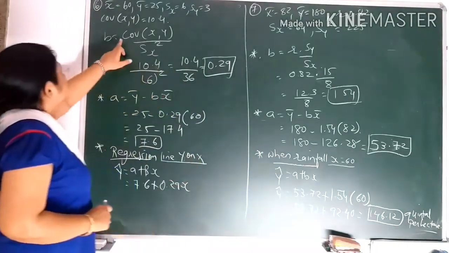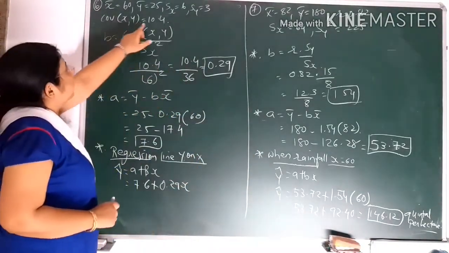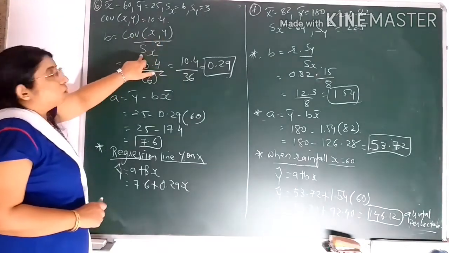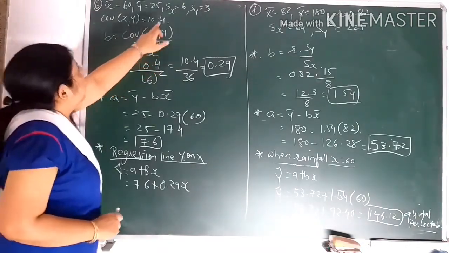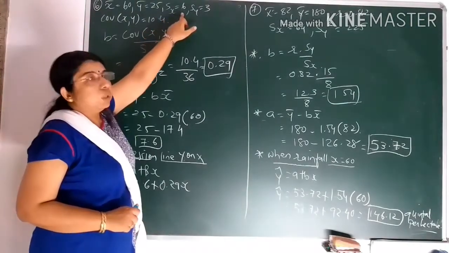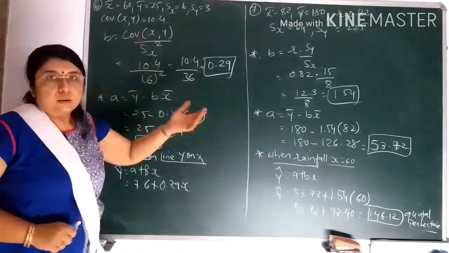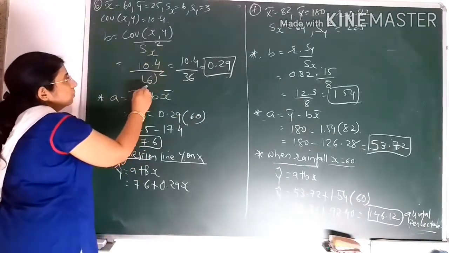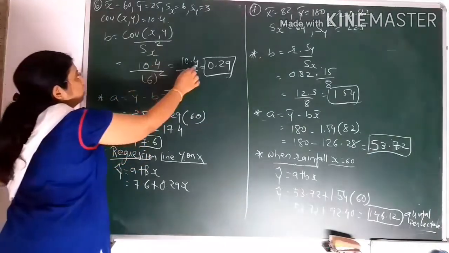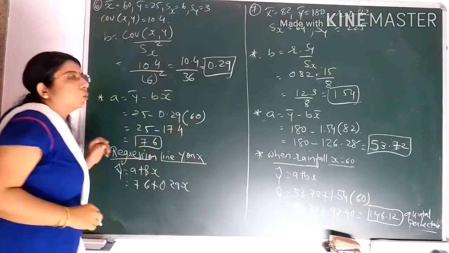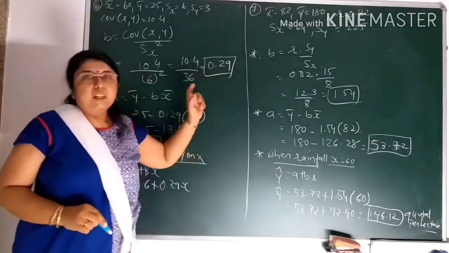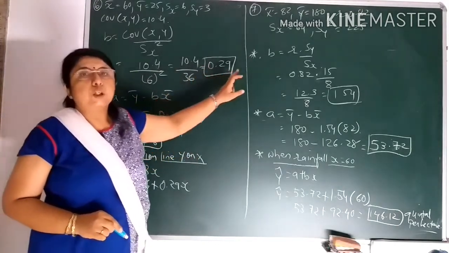So according to that formula, covariance of xy has been given to you, that is 10.4, so 10.4 upon standard deviation of x square. The standard deviation of x has been given to you, that is 6. Now 6 square becomes 36, so standard deviation of x square becomes 36. So 10.4 upon 36, dividing both values, comes to 0.29. So the value of b comes to 0.29.